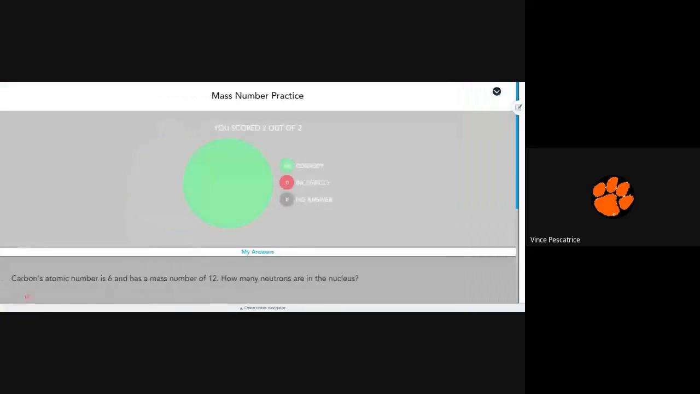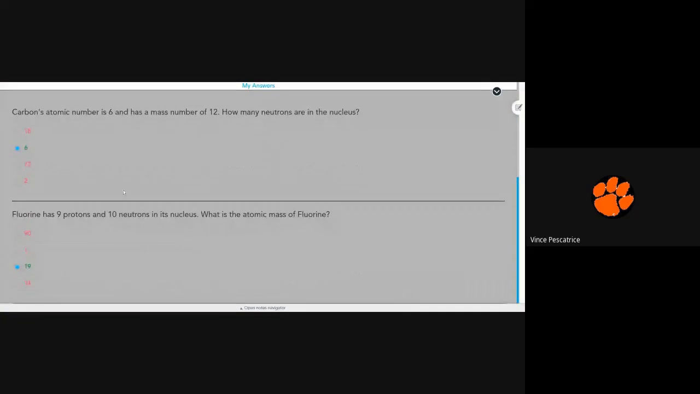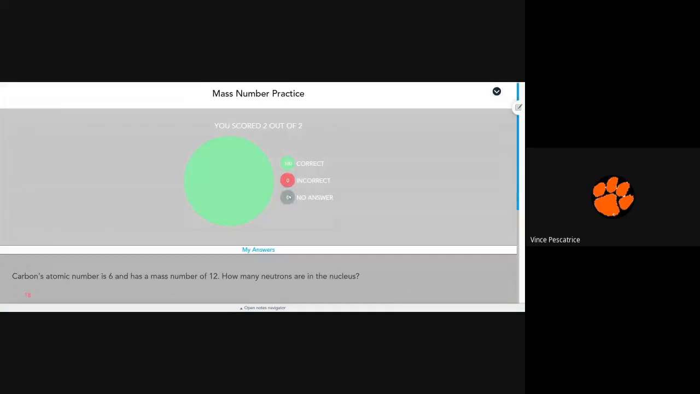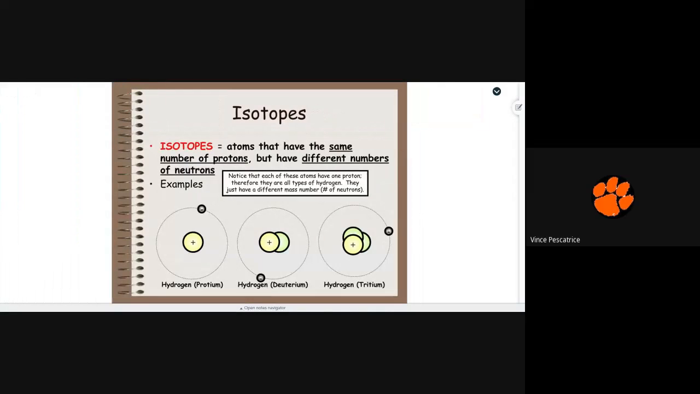So the correct answer was C. 9 plus 10 is 19. All right, so the reason why I had to do that is because we're going to talk about something where you have different number of neutrons, and the mass is really important for this.